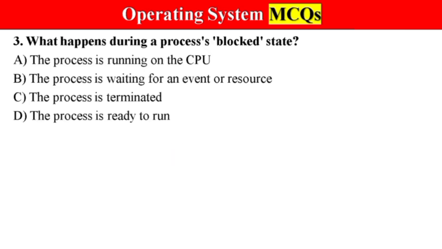Question number 3, what happens during process blocked state? During process blocked state, A, the process is running on the CPU. B, the process is waiting for event or resources. C, the process is terminated. D, the process is ready to run. At the time of the blocked state, the process is waiting for an event or resources.